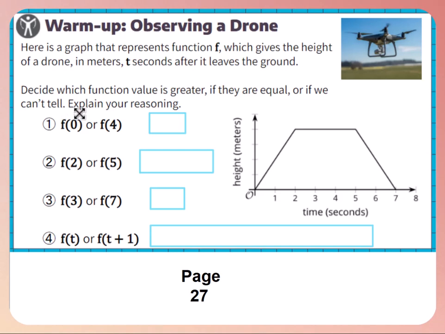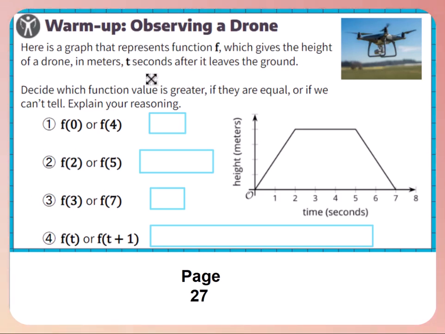What is the input? If you recall, the input is always going to be our x value. It's going to be time. So what does f of 0 mean? Or what does f of 4 mean? Can you tell if one of these is greater than the other just by looking at the graph? So pause now and go ahead and try 1, 2, 3, and 4, and then come back and let's compare answers.